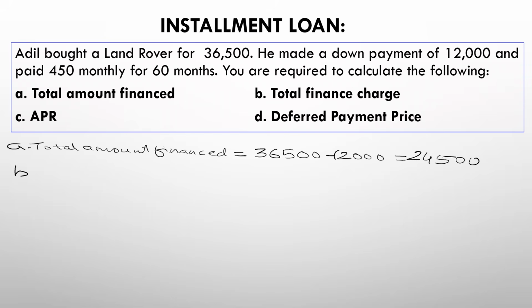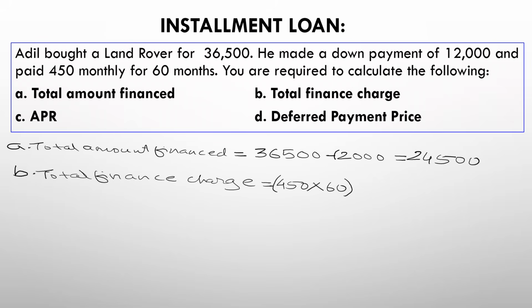Okay. Now the second one, B, is total finance charge. So we will write here total finance charge. How do we calculate total finance charge? Total of all installments minus amount financed. So how much installment has he paid? See here, monthly how much is he paying? 450. Okay, multiplied by how many months? He is paying it for 60 months.